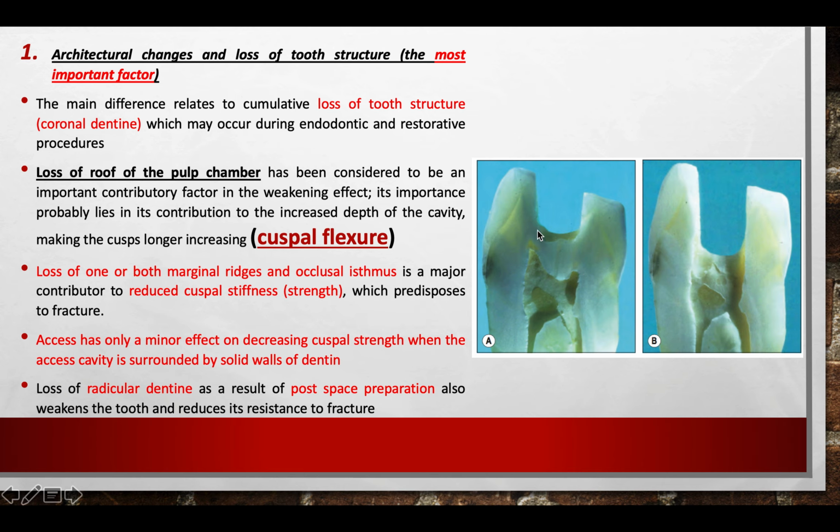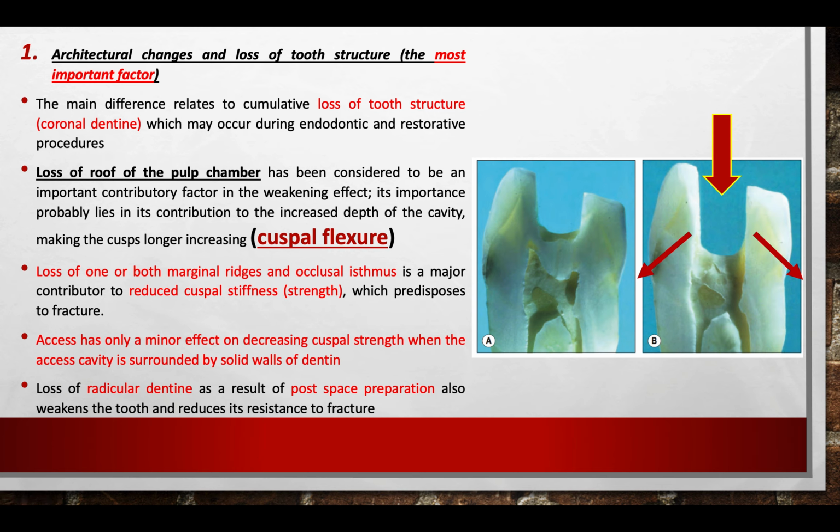We remove this roof, and then the cusps become free to move, and any occlusal force that will act on this tooth will make a wedging effect, and it will increase the cusp flexure. I want you to keep in mind this term, the cuspal flexure. Root canal treated teeth have more cusp flexure than vital unrestored teeth because of loss of the roof of the pulp chamber. Another important factor are the marginal ridges.